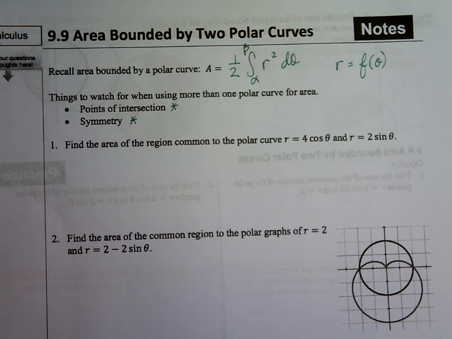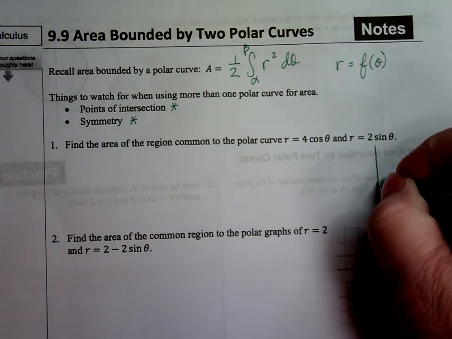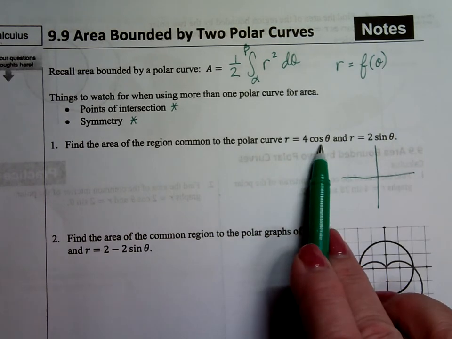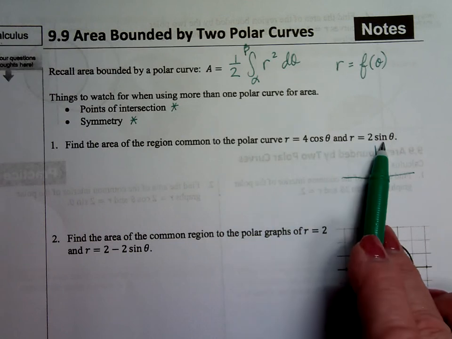All right, so here's what it says. Find the area of the region common to the polar curves r equals 4 cosine of theta and r equals 2 sine of theta. And you're like, what the heck? I have no idea what that looks like. So you're going to go to your handy dandy calculator and graph these. Now hopefully by now you know if it's a cosine, it's going to lay on the x-axis, and if it's a sine, it's going to lay more on the y-axis.